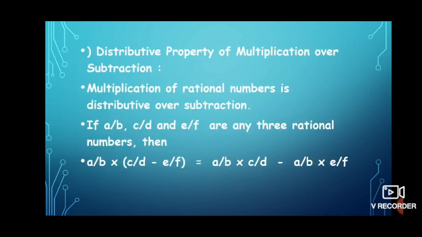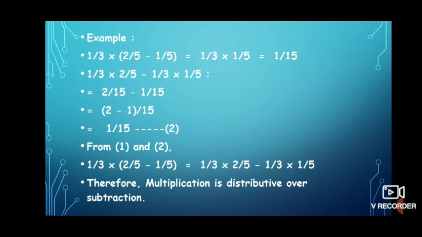Now we will see the same property, the distributive property of multiplication over the subtraction. It is the same, only in the addition place we will get subtraction. The remaining is all the same. Here, if three rational numbers a by b, c by d and e by f are there, then a by b into (c by d minus e by f), just like splitting, means distributing, a by b into c by d, minus, and a by b into e by f. Here we have the same example for the minus.